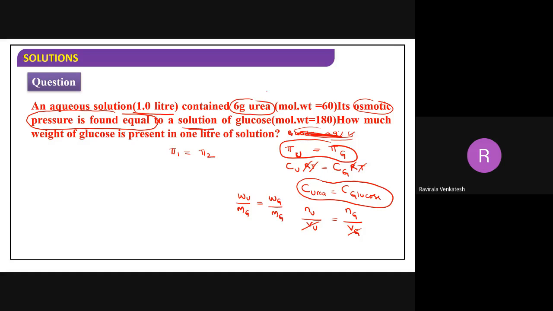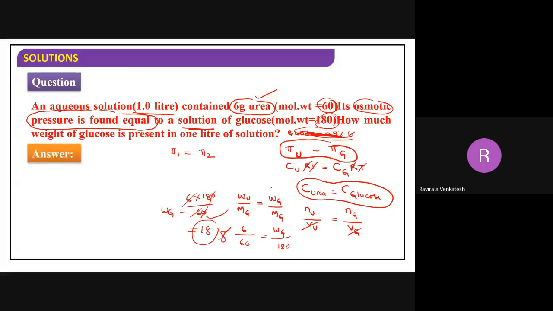Now weight of the urea, how much is given, beta? 6 grams. Put 6 here. Molecular weight of urea, how much? 60. Put 60 here. Weight of glucose you have to calculate. Molecular weight of glucose, how much? 180. Now what do we get? Weight of glucose is equal to 6 into 180 divided by 60. 6 cancels. How much will be the answer? 18 grams will be the weight of the glucose.